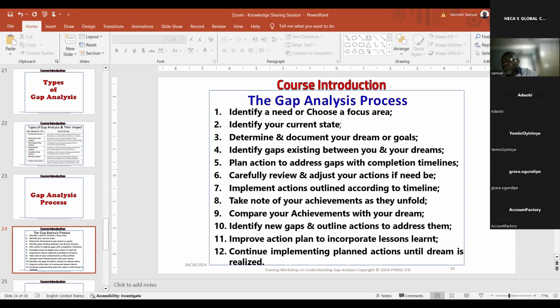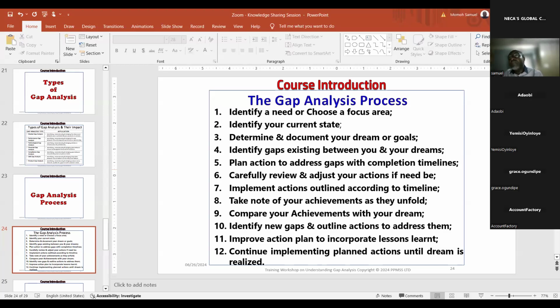Now we have come to the end of August. Have we achieved them? Yes, no. If you have not achieved them, you need to identify the underlying factors that held you down or prevented you from being able to achieve them. Once you're able to do that, you make the necessary adjustments. And then for step 12, the process continues until that goal is achieved.